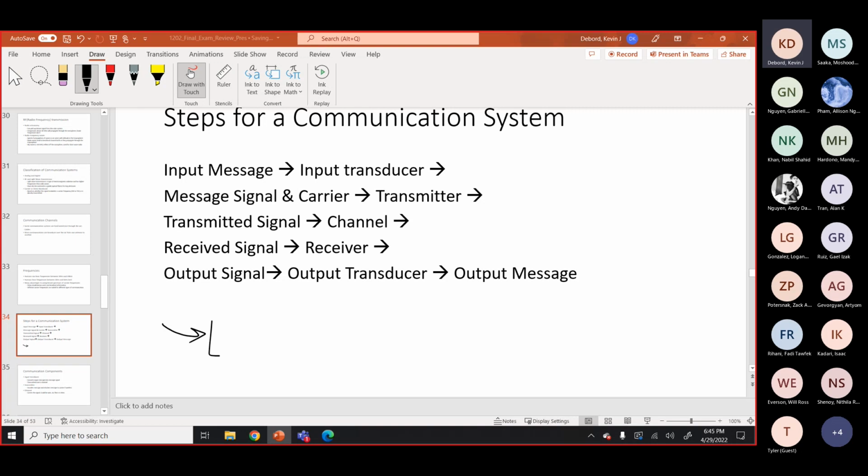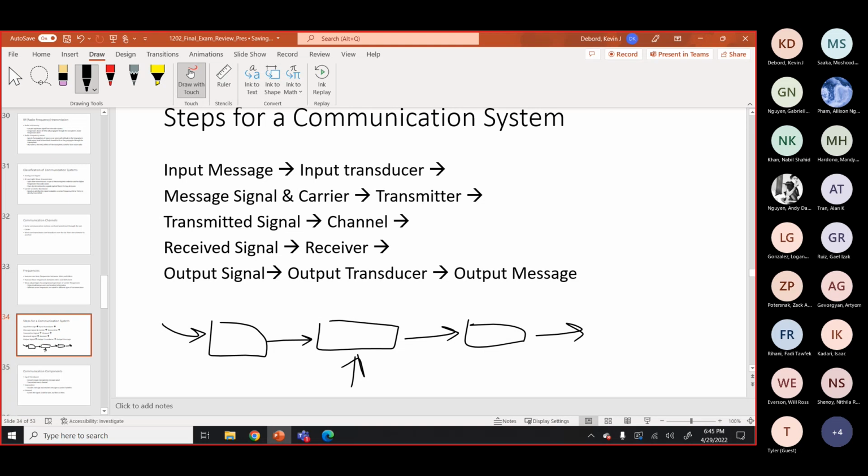Stuff like this, right? You just did this, and a block, and this, and then a block, and this, and a block, and this, and then a block. In fact, do you want to run through exactly what these are really quick? Input message is the first arrow, and then input transducer, and then message signal and carrier is the arrow that is pointing upward. So this is going to be the message signal, right? And this is going to be the carrier, because the carrier frequency is just a modulator, right? And this is a transmitter right here. Transmitted signal goes out here to the channel, which goes to the received signal, which goes to the receiver.